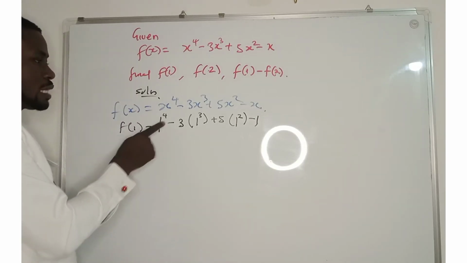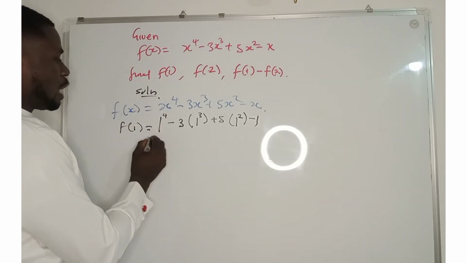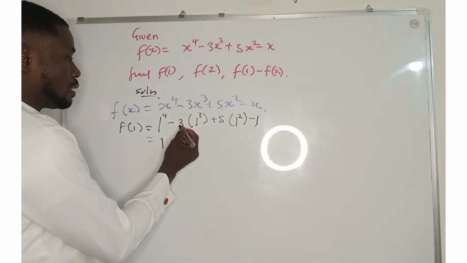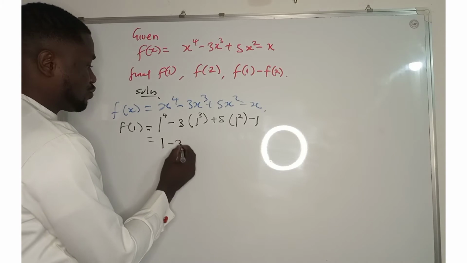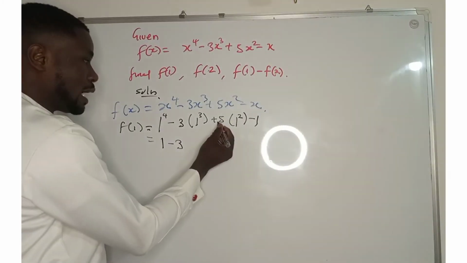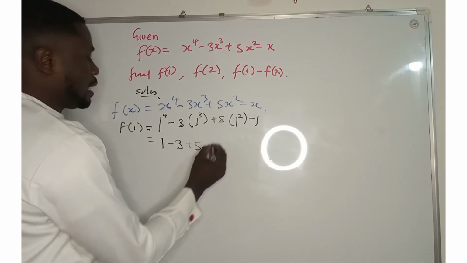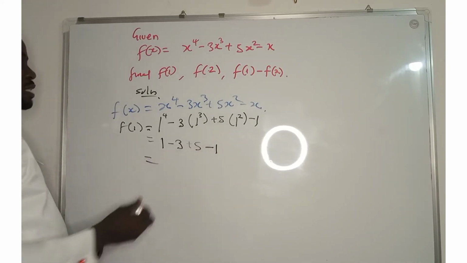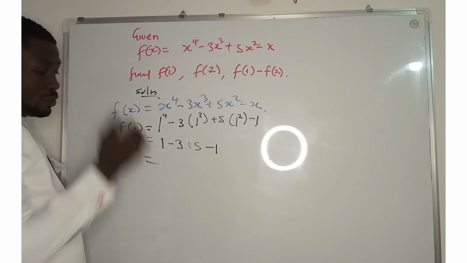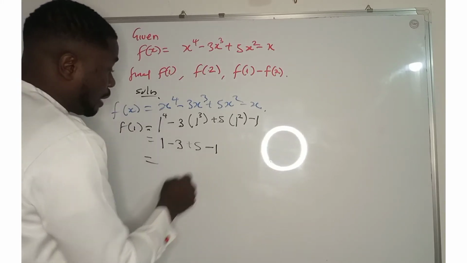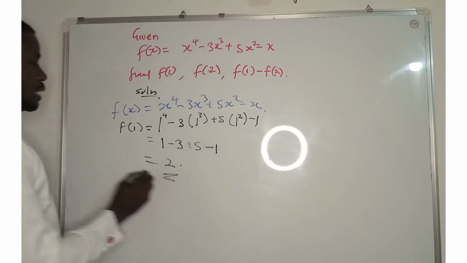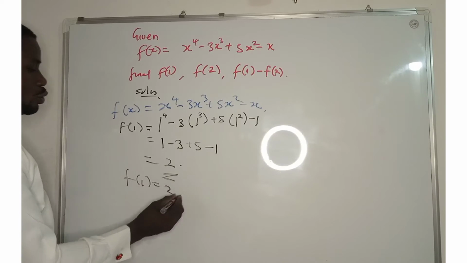So 1 raised to power 4, of course, will be 1. Then 1 raised to power 3 is 1, times this will give us minus 3. And then we have 1 raised to power 2, which is 1, and 1 times this will give us plus 5. And then minus 1. Simply, we say 1 minus 3 is minus 2. Minus 2 plus 5 will be 3. And then 3 minus 1 will be 2. You see that f of 1 is equal to 2.